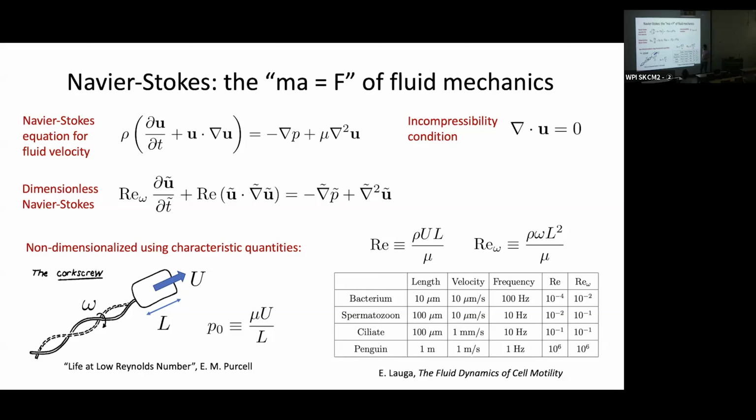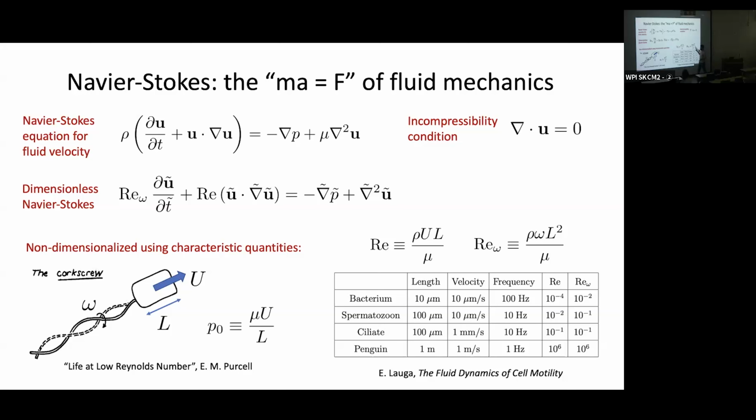Okay. You can, and Eric Lauga did this in his wonderful textbook, look up these quantities for various swimmers, plug them into those dimensionless groups, calculate them, and you find a very wide spectrum of these groups, from 10⁻⁴ Reynolds number for a bacterium to 1 million for a penguin. So that tells us that bacteria and penguins encounter very different fluid mechanics. For a bacterium, viscosity dominates inertia. Inertia is negligible for a bacterium. For a penguin, it's the other way around. Inertia dominates their fluid mechanics.